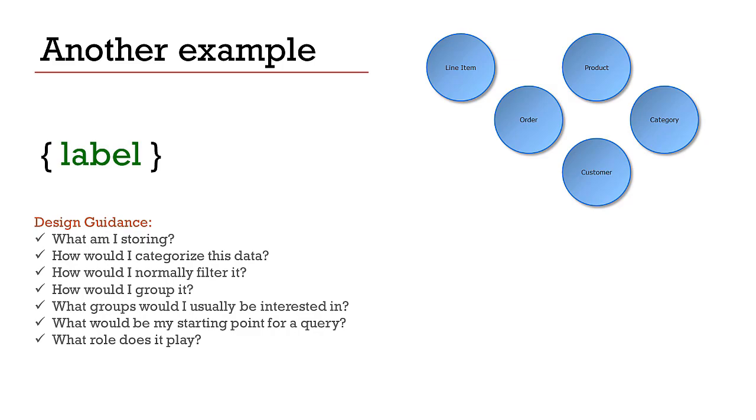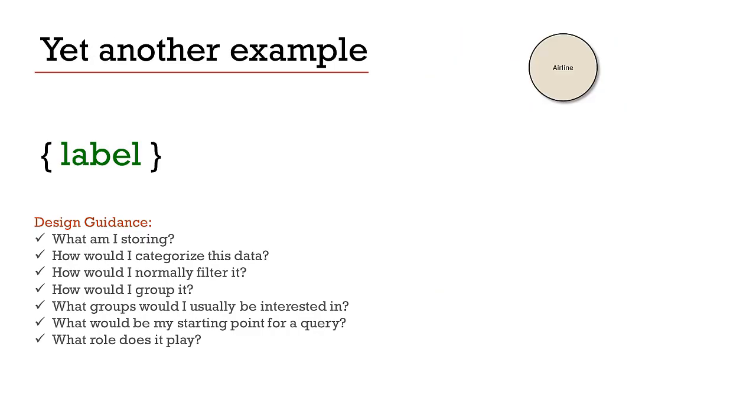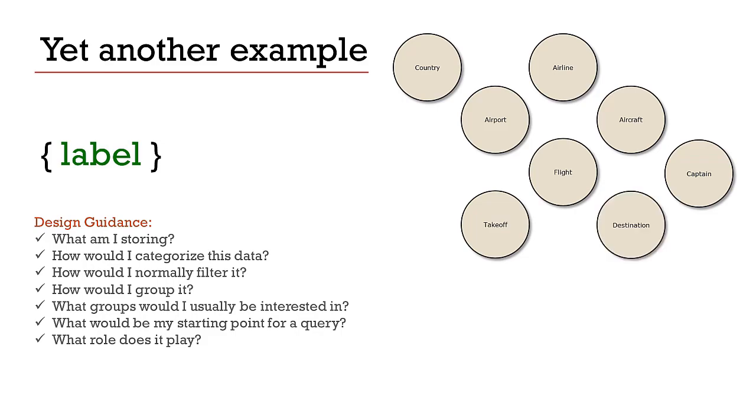Let's do one more. An airline GraphDB. Well, we're going to have an airline, an airport, country, right? Airports are in different countries. Aircraft, a captain. You're going to have captains that pilot the aircraft. You're going to have multiple flights. You're going to record data about the takeoff. Flights have a destination. You're going to have a runway.